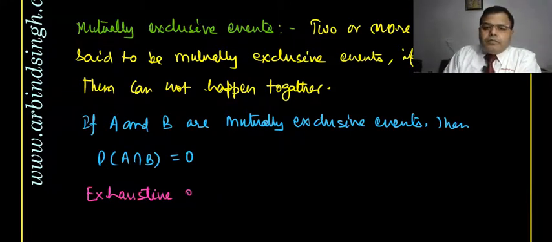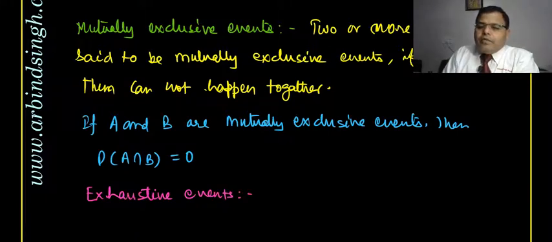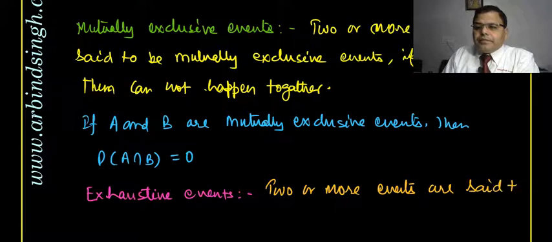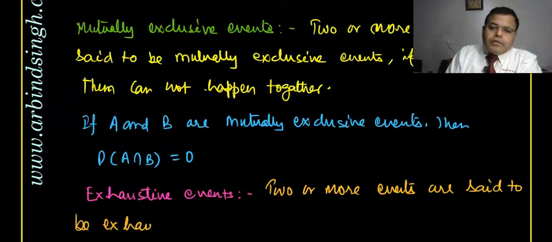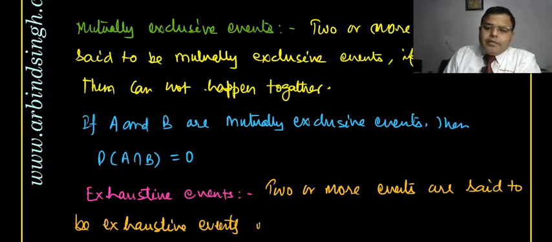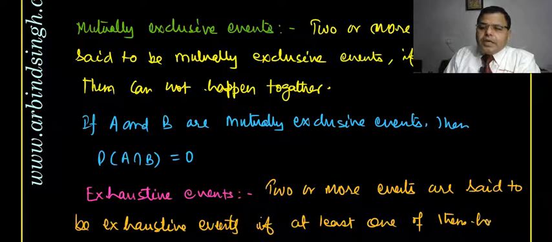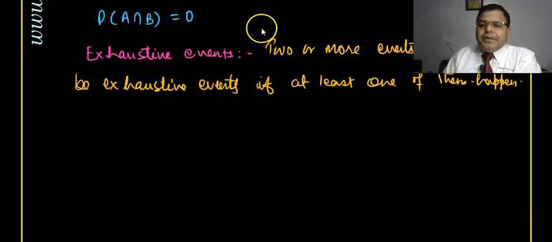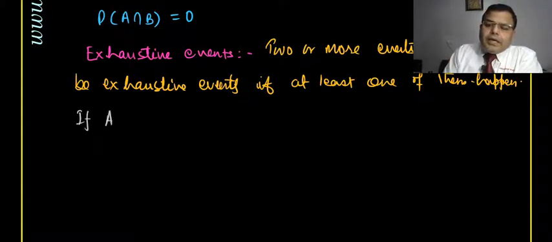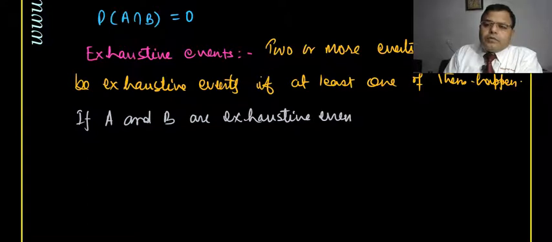Exhaustive events. Two or more events are said to be exhaustive events if at least one of them happens. So if A and B are exhaustive events, then probability of A union B is equal to 1.